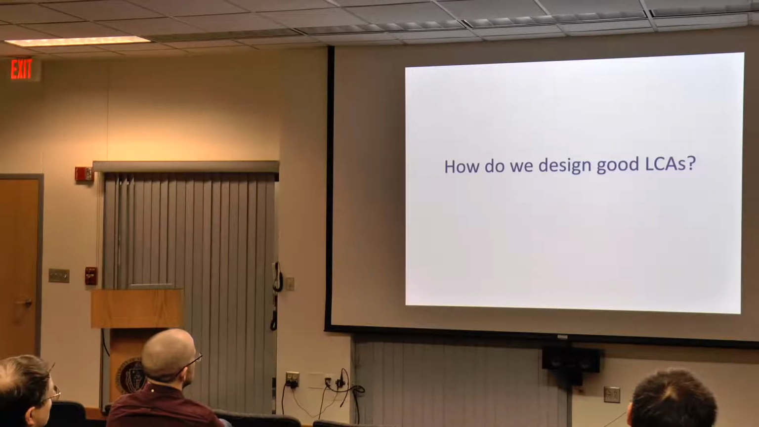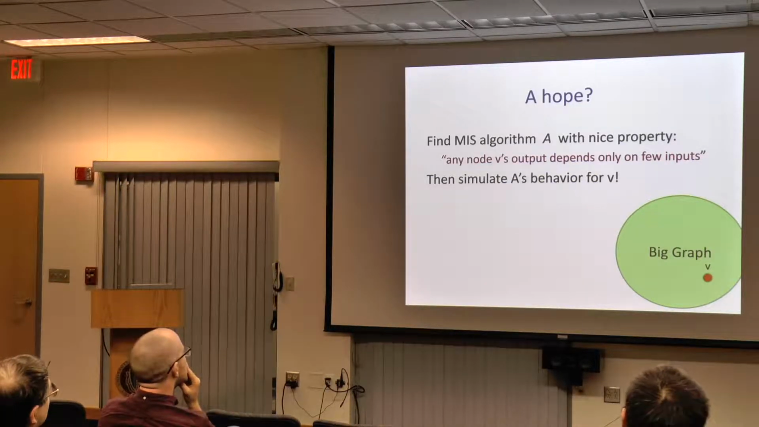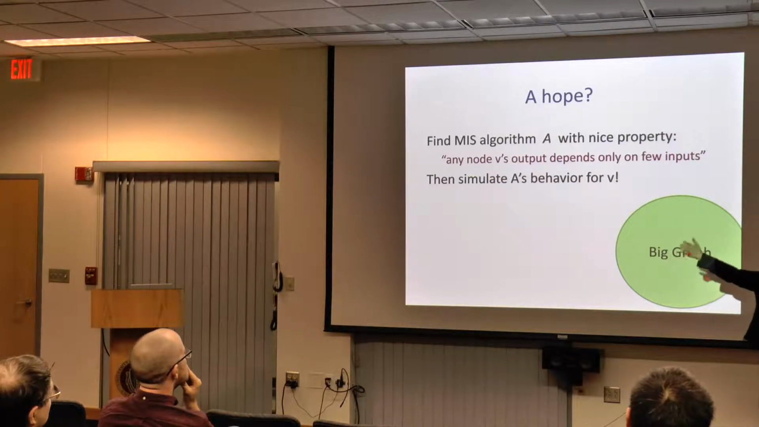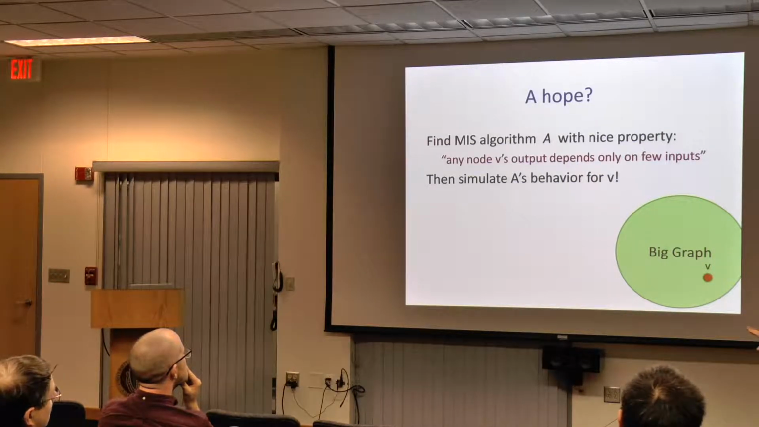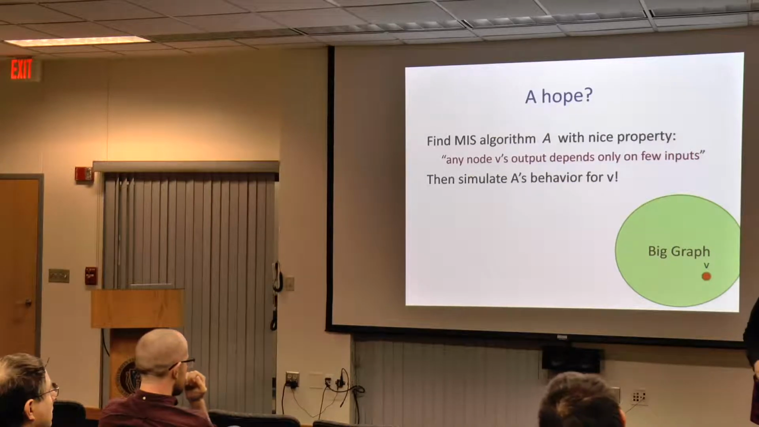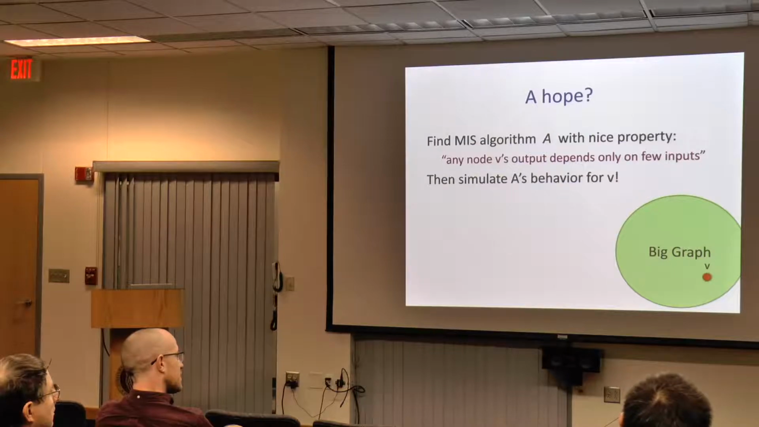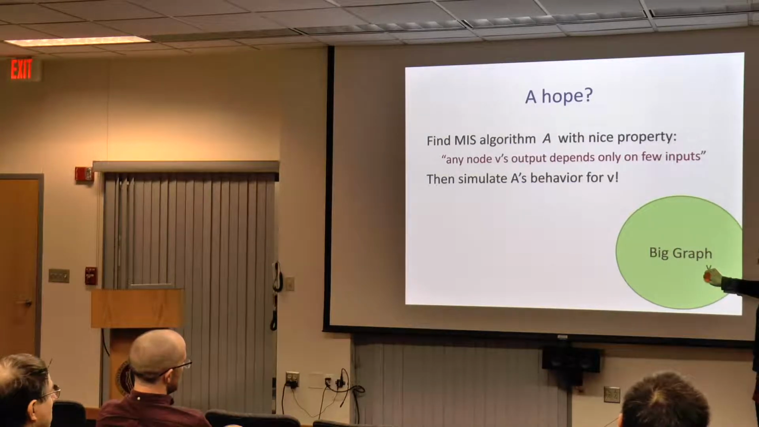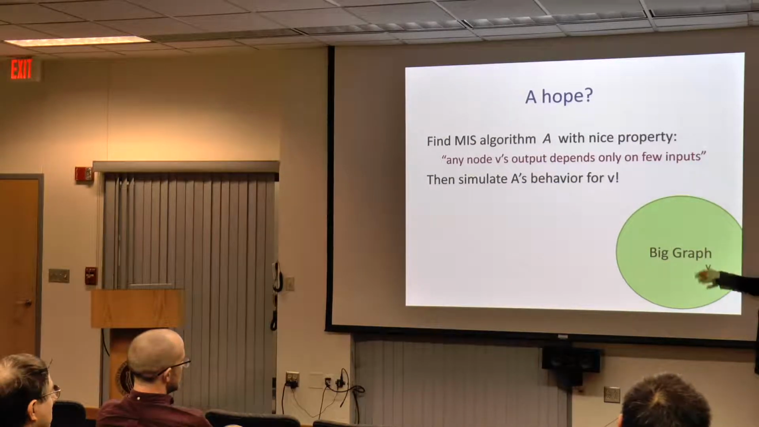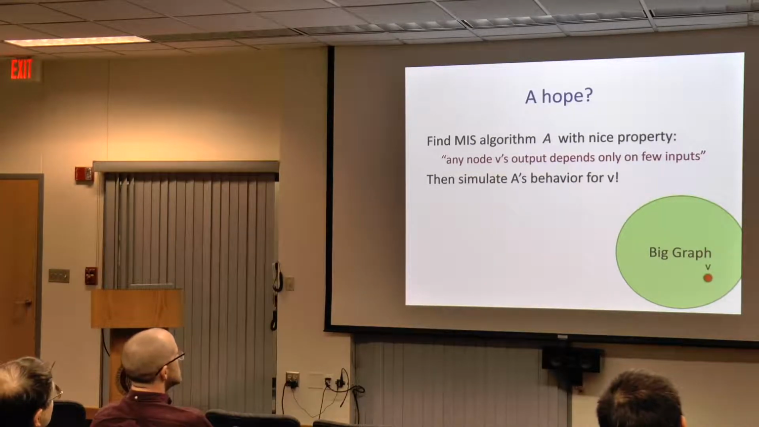Okay, how in the world are we going to design these things? Because it sounds too hard. Well, here's some hope. I would want to find some algorithm that is already out there, somebody else's algorithm, where the answer that I would give for node V doesn't really depend on anybody else. Maybe V's answer depended on W, and maybe that depended on Y, but not too many other people. But that seems really hard to find.